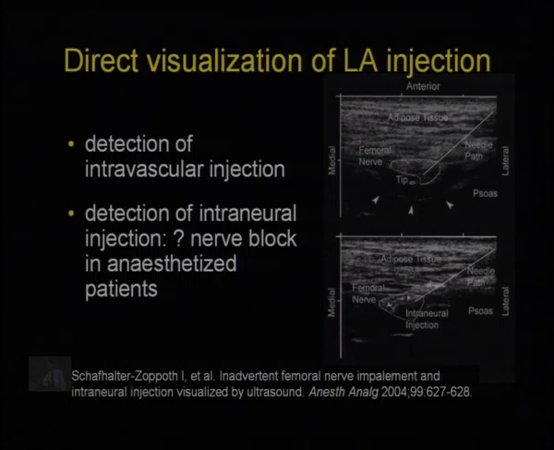Now, direct observation of injection of local anesthetic is also useful in preventing complications. So you can detect intravascular injection, and there's also more recent report of detecting accidental intraneuronal injections. One of the major concerns of doing regional anesthesia in the anesthetized patient is the accidental intraneuronal injection without the patient alerting you to the problem. So if one can reliably detect this complication under ultrasound-guided regional anesthesia, perhaps one day it will be possible to do nerve blocks in anesthetized patients again.